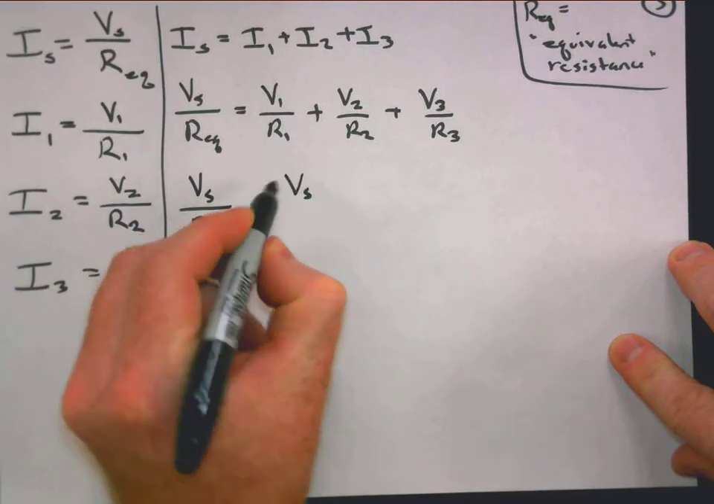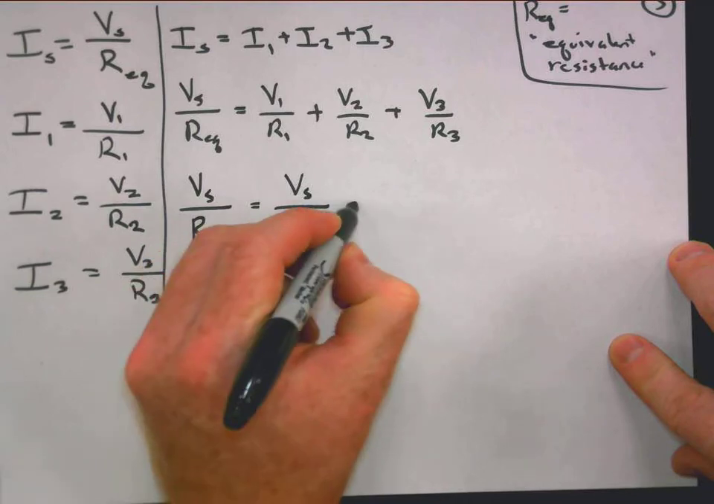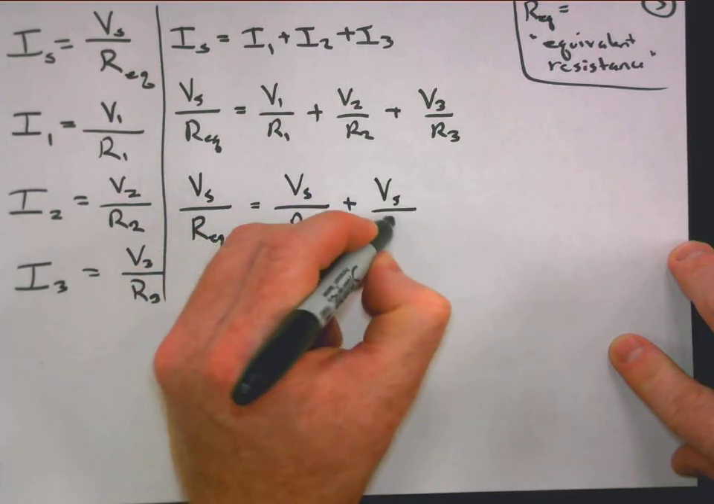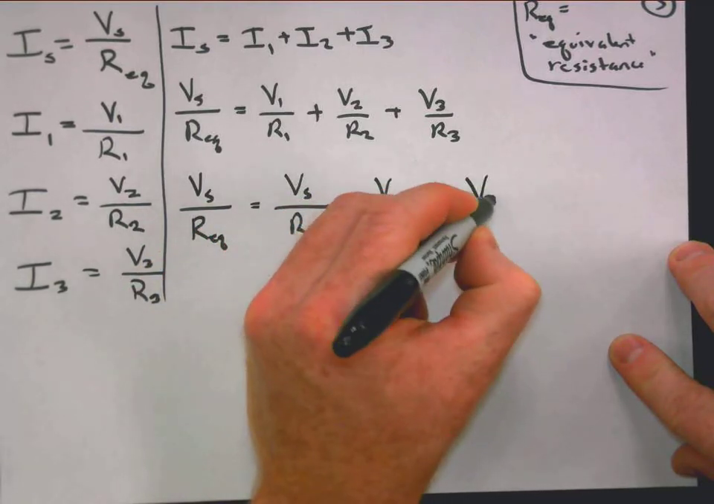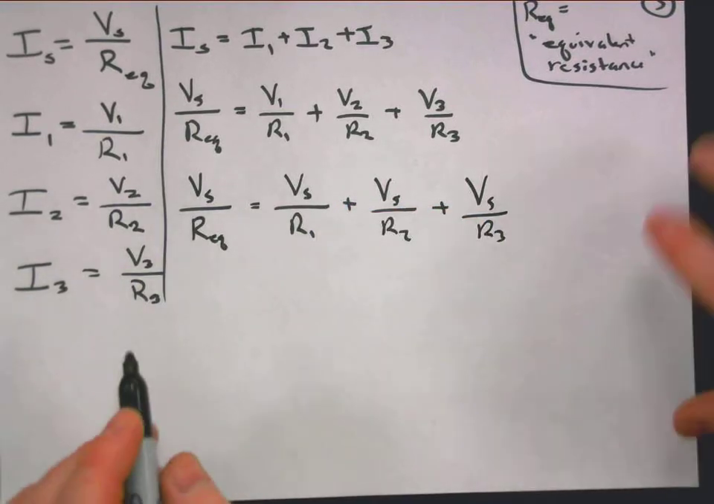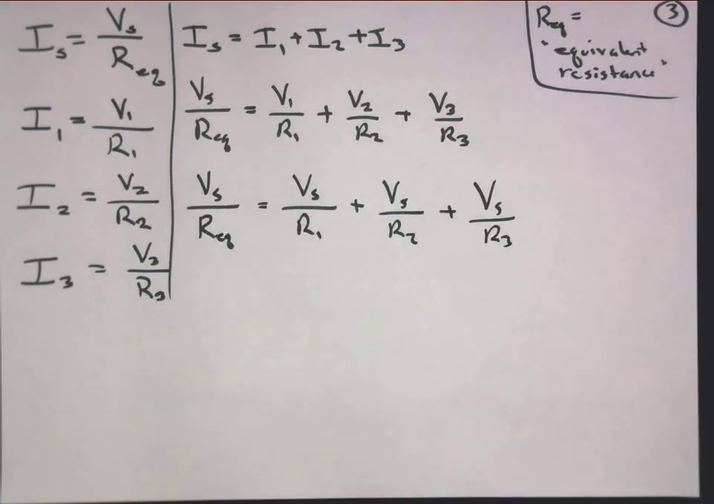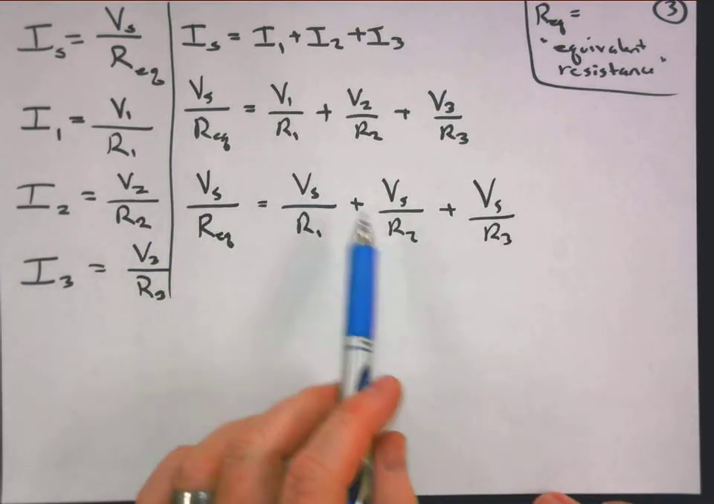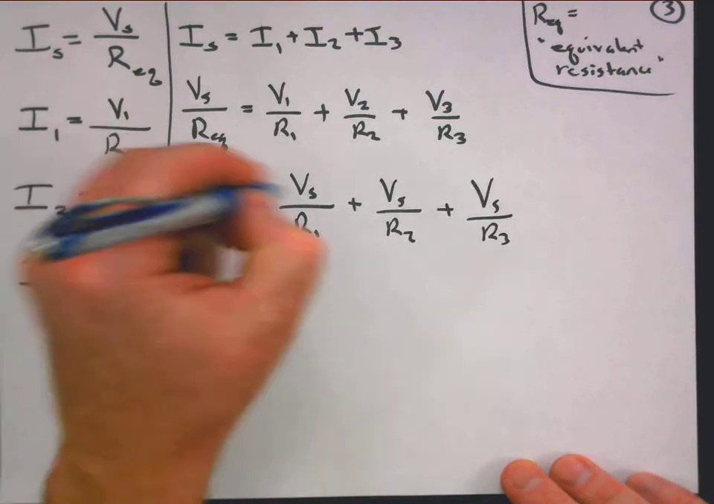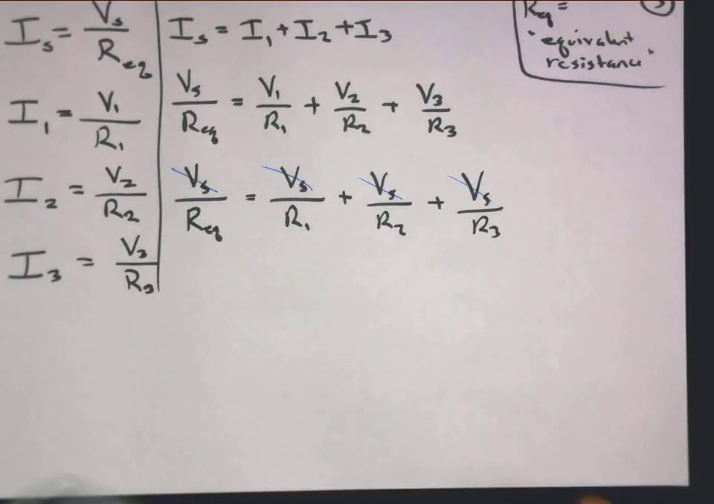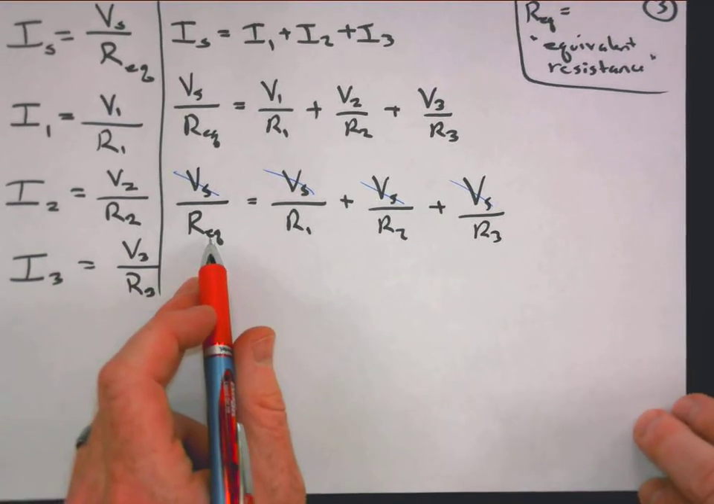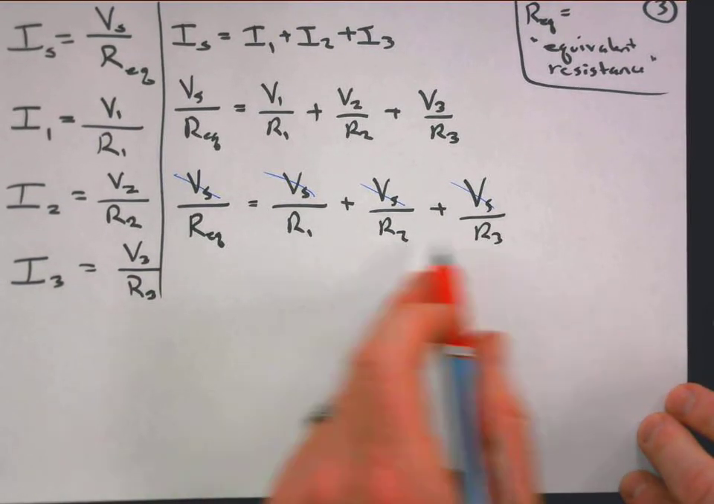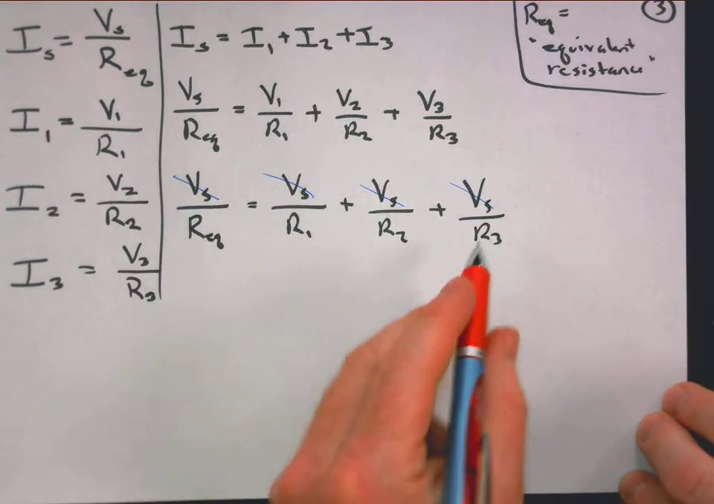So Vs over R1 plus Vs over R2 plus Vs over R3. And now that I have Vs in every term, I could divide the whole thing by Vs, and Vs completely cancels out. And you might say to yourself, oh, well, Mr. Woods, that just means that the equivalent resistance is R1 plus R2 plus R3, just like it is with series.